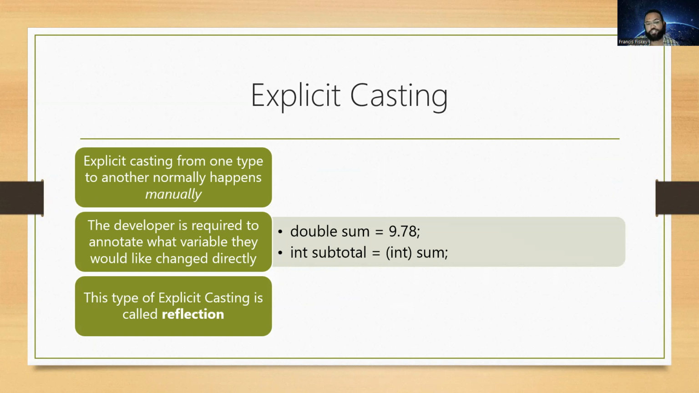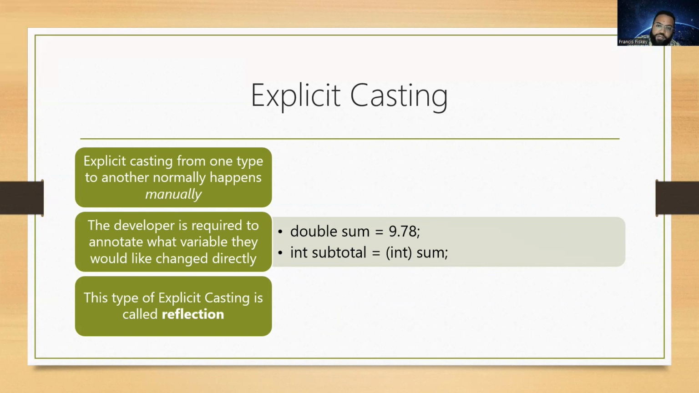We use reflection. So this is called reflection, where I'm saying, I have a variable called sum with the data type double that is assigned the value of 9.78. I now want to save that value, 9.78, to subtotal, which is a new variable of integer data type. I'm going to need to cast the sum of 9.78 to the variable of type integer named subtotal. Now, subtotal will have an integer value of 9. It will not round up. It'll just cut off the decimal and everything after that.